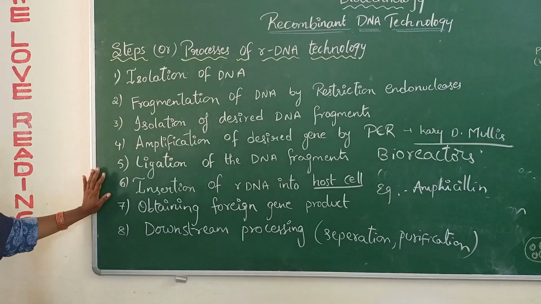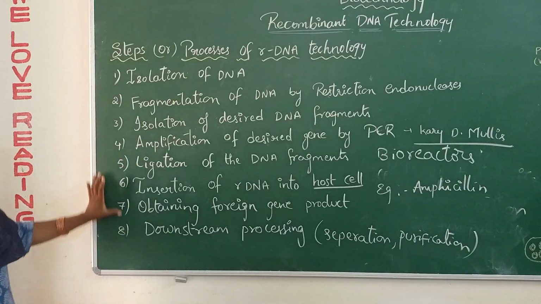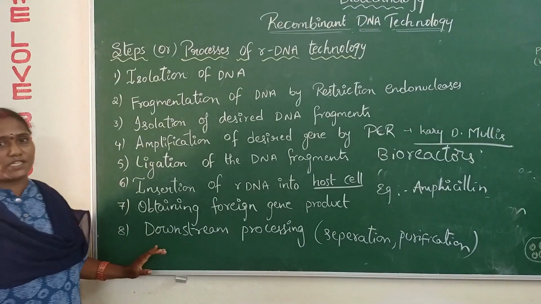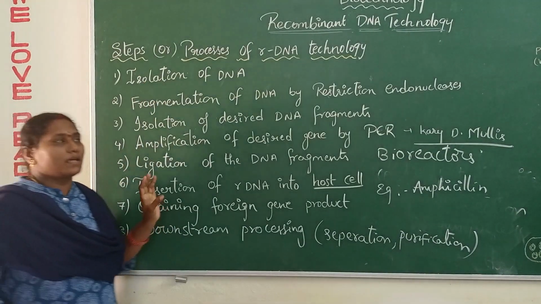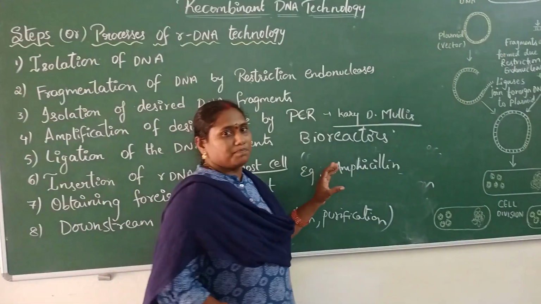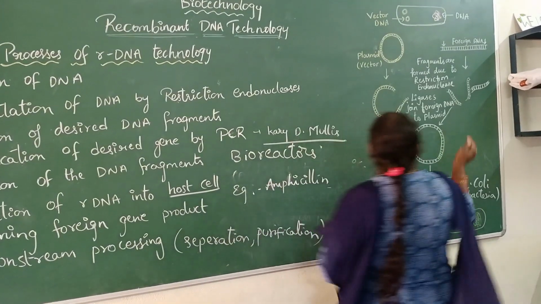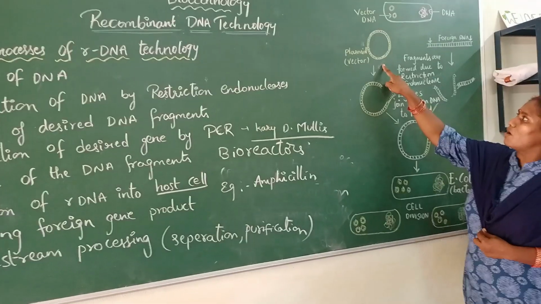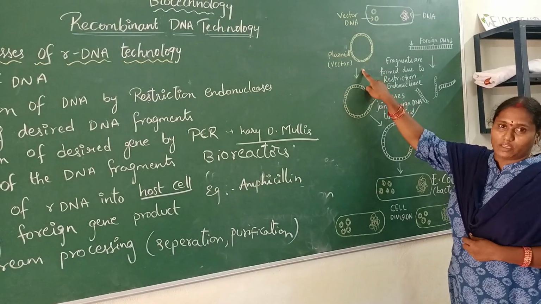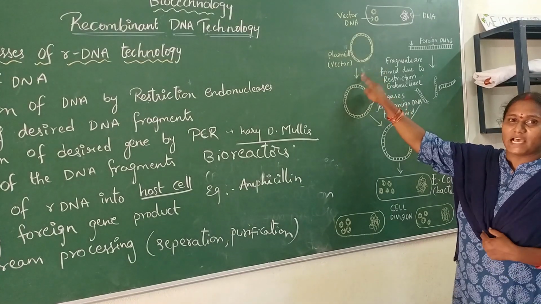Now let us see this rDNA technology completely in a diagrammatic representation. Now I am going to explain the complete steps in a diagrammatic representation. Okay. Now let us see. Here we have seen a vector DNA molecule. Vector DNA is also called a plasmid DNA molecule. Vectors are also called plasmids.